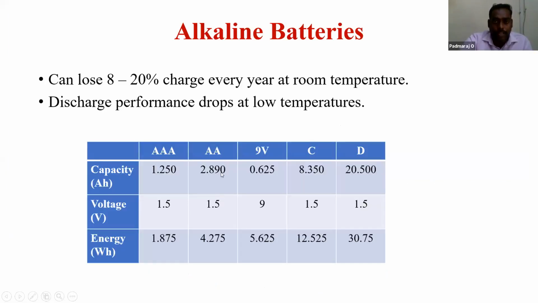Understood? Now I am coming to the alkaline batteries. So this is the AAA battery, AA battery, 9-volt battery. All of these are alkaline batteries. Okay, that is alkaline batteries, nothing but the primary battery.